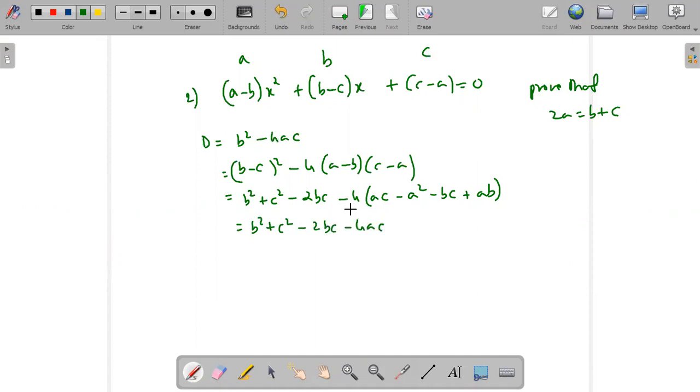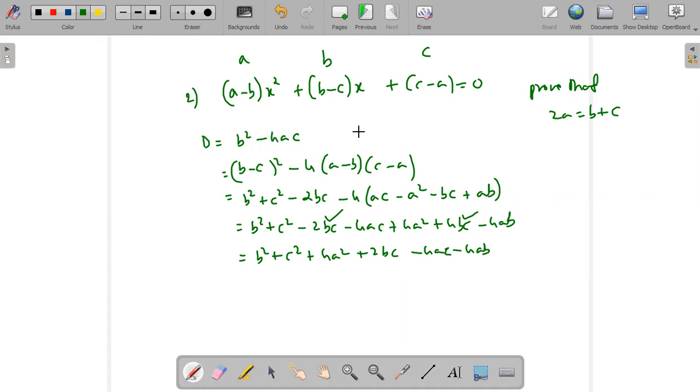And then when we solve this further, we get b square plus c square minus 2bc minus 4ac. Now I'm opening the bracket, plus 4a square plus 4bc minus 4ab. I have to change all the signs because the negative sign is here. So I'm going to do some rearrangement here: b square plus c square plus 4a square as it is. Then do we have any like terms? We have bc here and again a bc here. So these two are like terms. So I can write plus 4bc and minus 2bc is positive 2bc. Then we have minus 4ac and then minus 4ab.